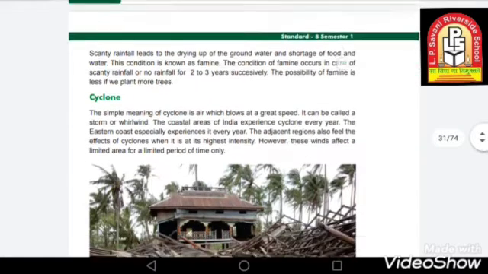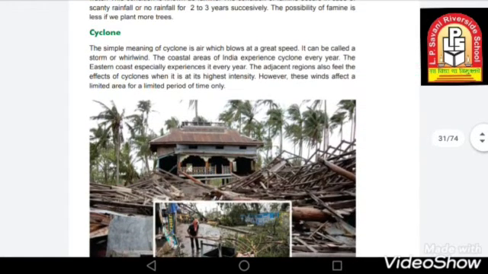Now our next natural disaster is cyclone. The simple meaning of cyclone is air which blows at a great speed. So when does cyclone occur? What is cyclone? What happens during a cyclone is basically when there is a very huge amount of air flowing in the atmosphere. It can be called a storm or whirlwind.